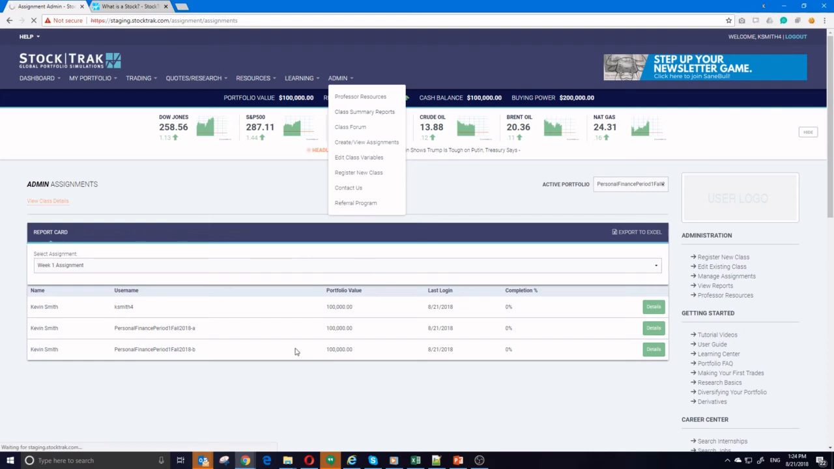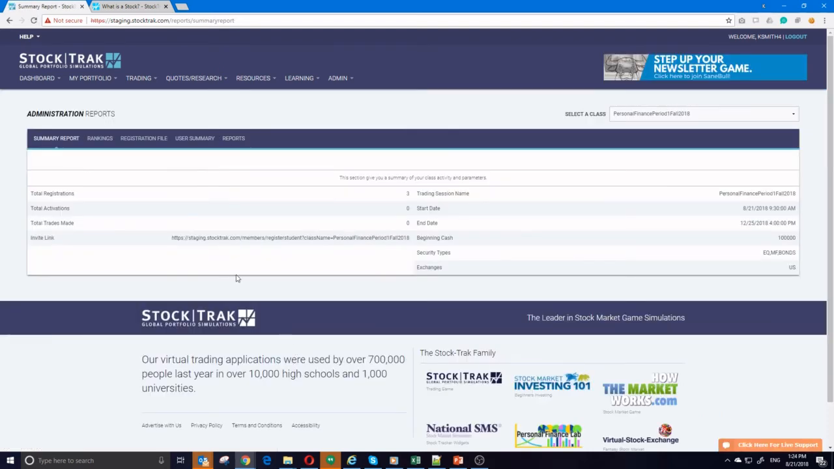This will show you all the trading data and portfolio data for all the students in your class. For example, the rankings report will show you each student's ranking, and you can also see their open positions, transaction histories, account balances, and trade notes. You also have the ability to add and remove cash from your students' accounts.